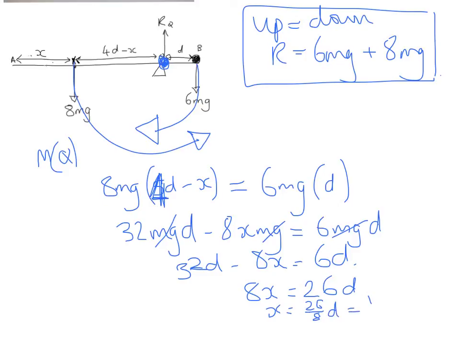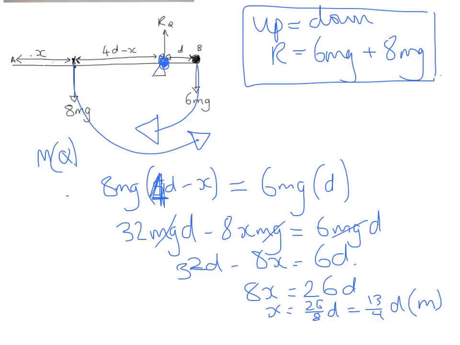Which is 13 over 4d. I think that's the nicest one so far actually. I think that's the simplest because we didn't need to use what R was. Because we happened to choose the pivot as Q, that meant that the force that had magnitude R, because the line of action of that force goes through Q, it didn't feature in our calculations.